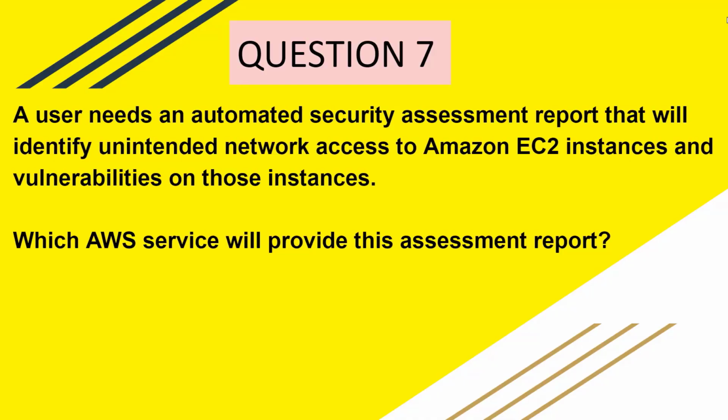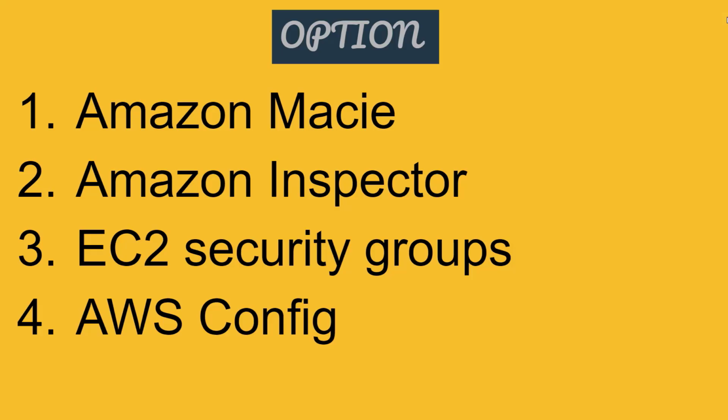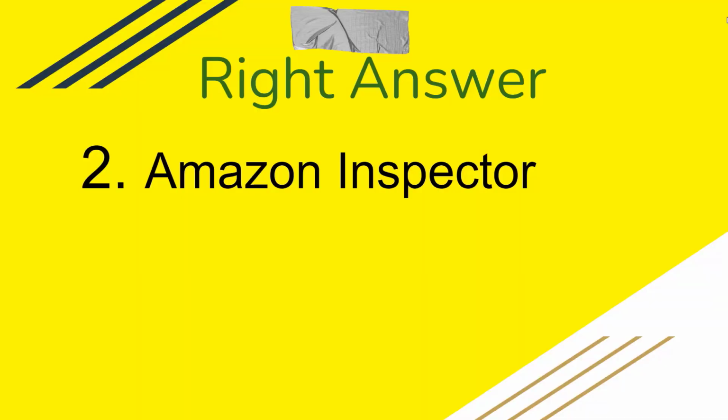Question 7. A user needs an automated security assessment report that will identify unintended network access to Amazon EC2 instances and vulnerabilities on those instances. Which AWS service will provide this assessment report? Option 1. Amazon Macie. 2. Amazon Inspector. 3. EC2 Security Groups. 4. AWS Config. Right answer is 2.